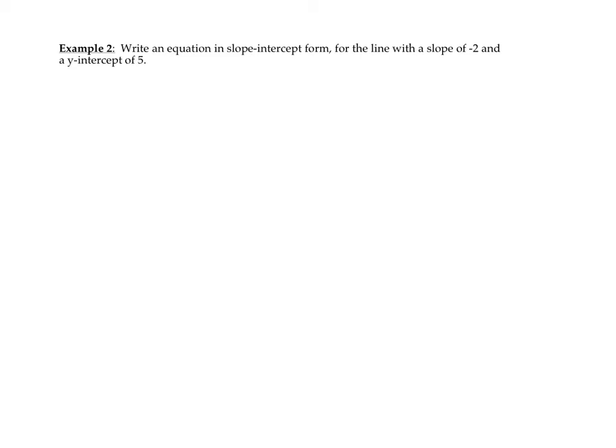Okay, that first one was pretty easy. We had a graph. We just had to identify the slope and the y-intercept from the graph, and then we had to plug those two things into y equals mx plus b. Number 2 is fairly easy also.